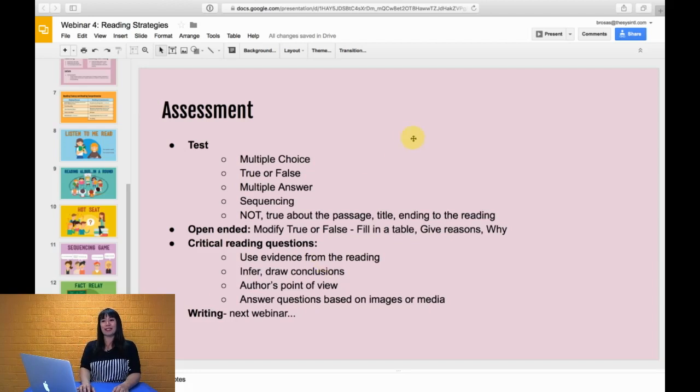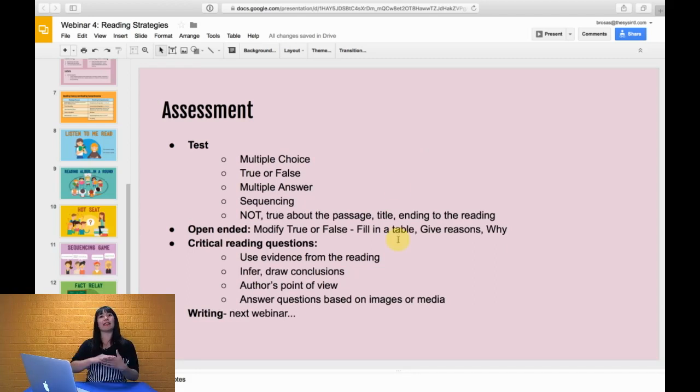Here you have your test. So you can do your test with multiple choice, true/false, multiple answer, sequencing, and some different questions like "not," such as which one is not true, or which one is true about the passage. Maybe if you were to come up with a different title, what would it be? Or maybe if you can make a different ending to the reading. These are all types of questions that are on high-stakes examinations.